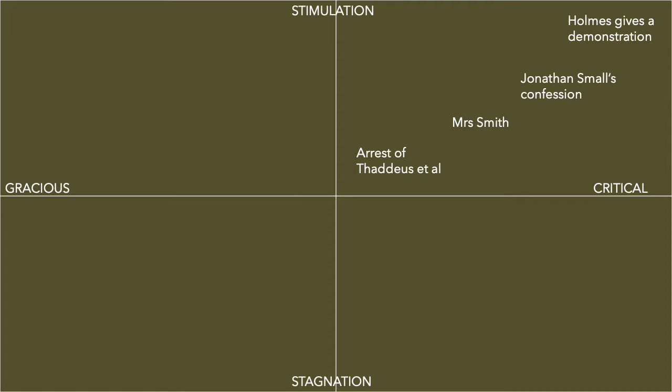So the moments that you might have come up with are in the top right corner. The time when Holmes is most stimulated but equally most critical is when he explores Bartholomew Sholto's study after his body is found. And the chapter itself is called Holmes Gives a Demonstration, and that tells you everything you need to know. This moment, chapter 6, this is Holmes absolutely in his element. He is parading around the room, he's finding the clues, he's making his deductions.